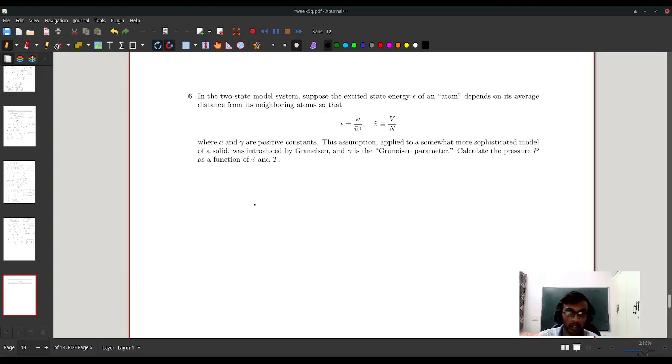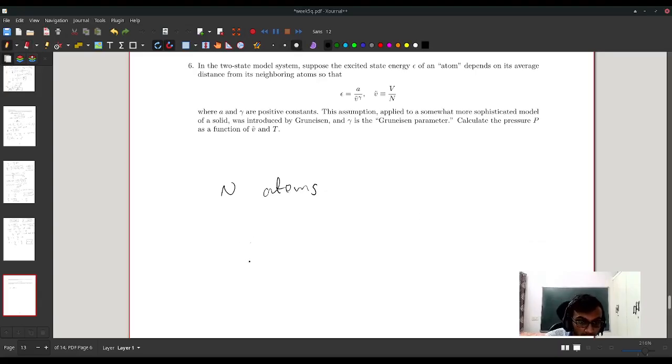So in this problem we have some model of a solid where you have these N atoms in a three-dimensional solid. Let me just write N atoms, and so the model is as follows. Every atom can be in two states with energy 0 or epsilon.